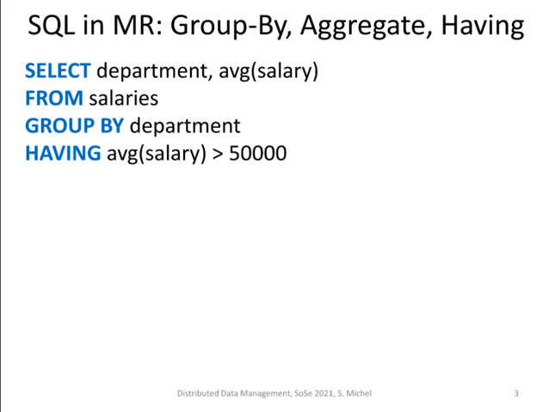Okay, a little bit more complicated query involving group by and having. Here we have a salaries table, and the salaries table contains the department and the salary of an employee and the name and so on. What we're interested in is getting the department name or ID, doesn't really matter here, and the average salary for everyone working in this department. And we want to have this only for those departments that have an average salary larger than 50,000.